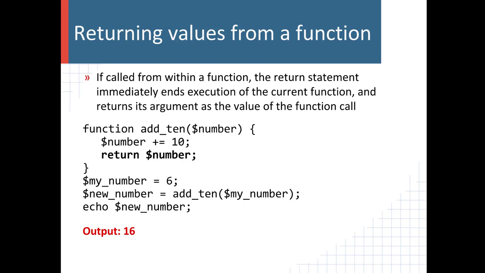In this case, we created a function that, all it does, is add 10 to a number that is stored in the number parameter. New number equals the function add10, and I pass it the argument of my number, whose current value is 6. I pass the value of 6 here, and it gets stored in the variable number. It adds 10 to its value and returns that value to where it was called from, new number. So new number now has the value of 16.